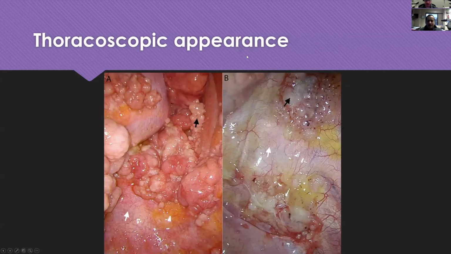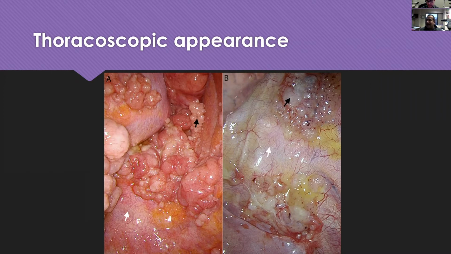Okay. And then I think the next one we have here is the appearance of what this looks like in thoracoscopic procedures where they're visualizing this. Yes. I have to say that these are just pictures given to me from my surgeon's teaching files.